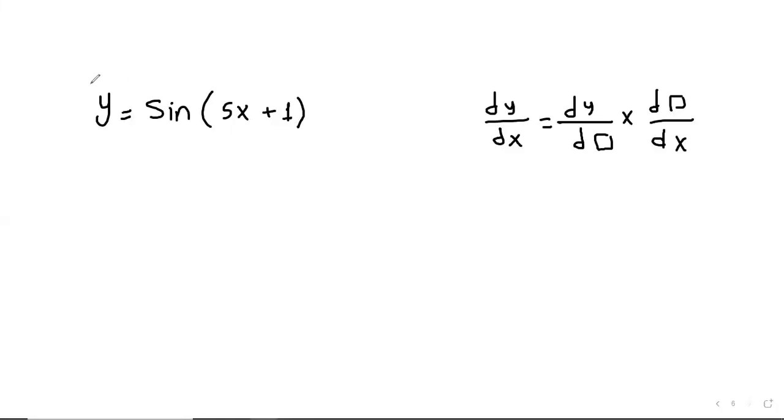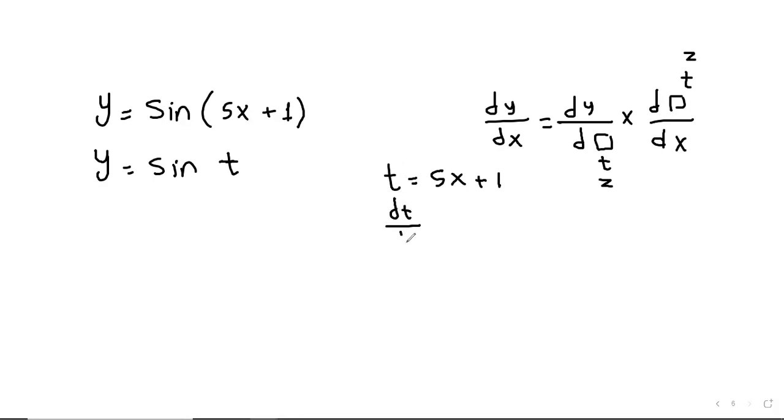Let's go to the example, y equals sine of 5x plus 1. We will use the chain rule. You know the chain rule, if we want to find dy over dx, it will be dy over dt multiplied by dt over dx, or dy over dz multiplied by dz over dx. So here we can write it as y equals sine t, and t is equal to 5x plus 1. Here we can find dt over dx. dt over dx equals 5.